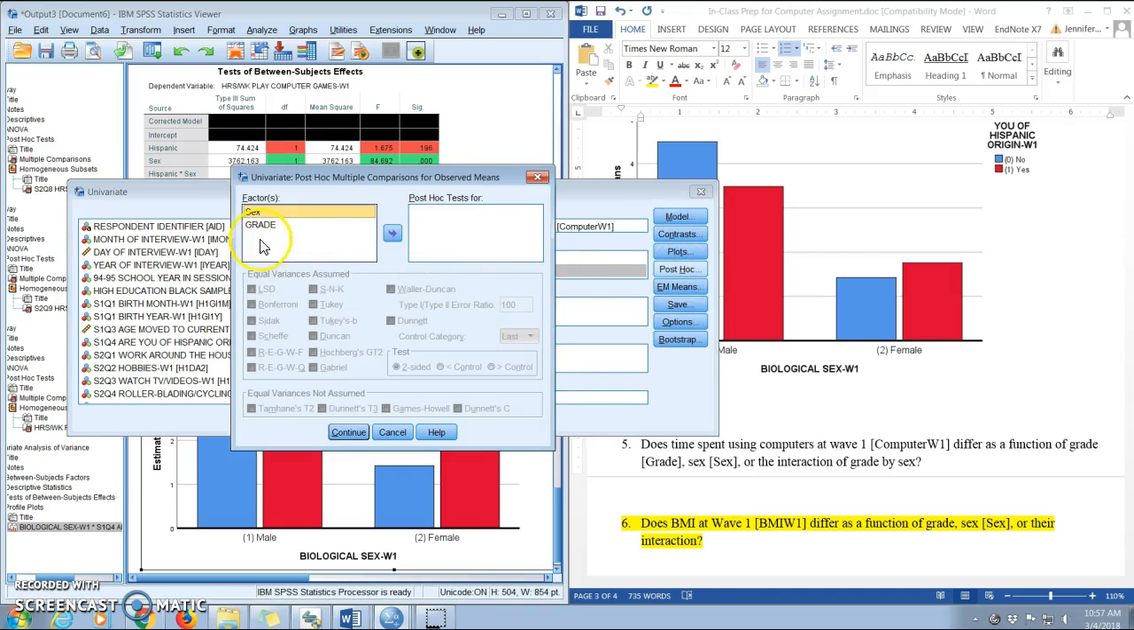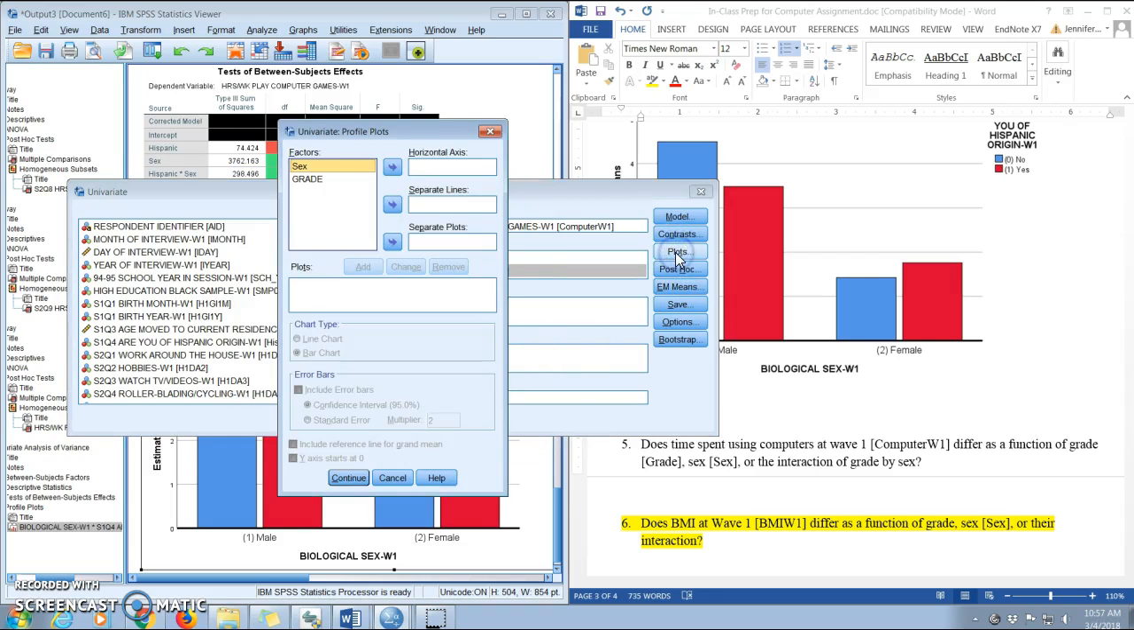Oh, we didn't have a post hoc before. We need a post hoc for grade because it has 6 levels, 7 through 12. We're going to hit Tukey there and hit continue. We'll need to go back into plots because since Hispanic went away, the plot that we had won't make any sense. In this case, I would put grade on the x-axis because it has more levels, and I would make separate lines for sex.